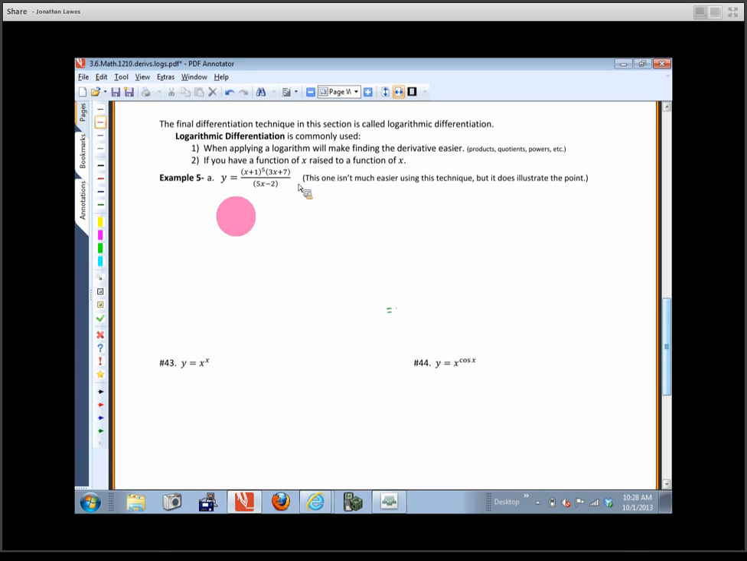Or this is where it comes up a lot, when we have a function of x raised to a function of x. Okay, and I'll be honest with you, on an example like this, like on 5a, I don't find this a heck of a lot easier. Okay, so here's what we do. This is an equation, so we're going to do some algebra on it. I'm going to do the ln of y equals the ln of all this stuff.